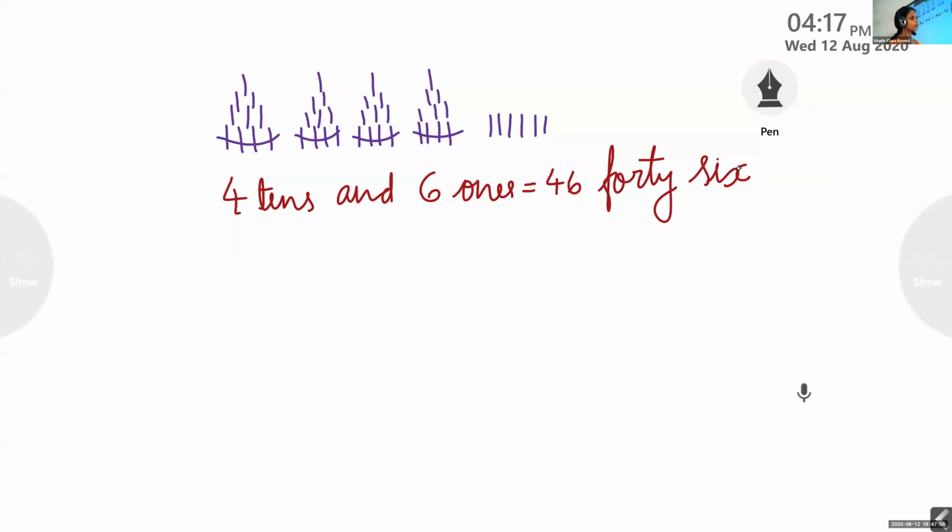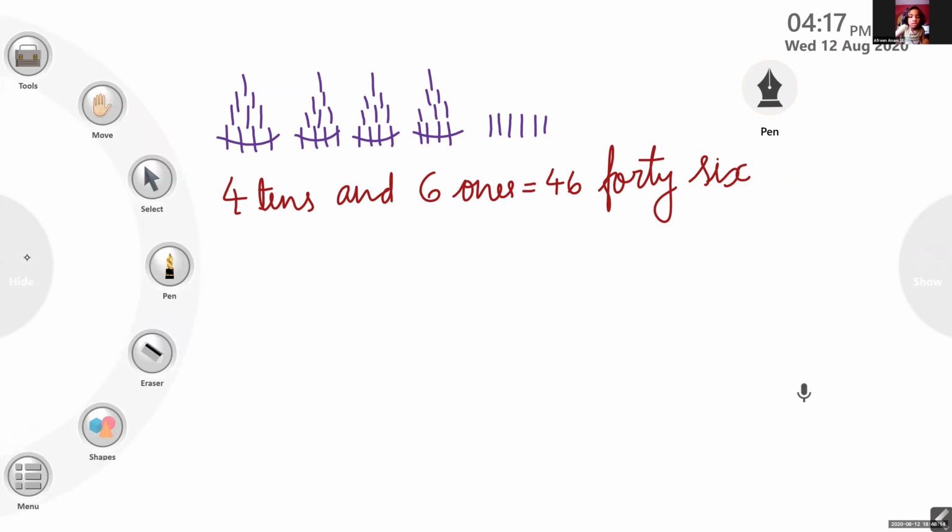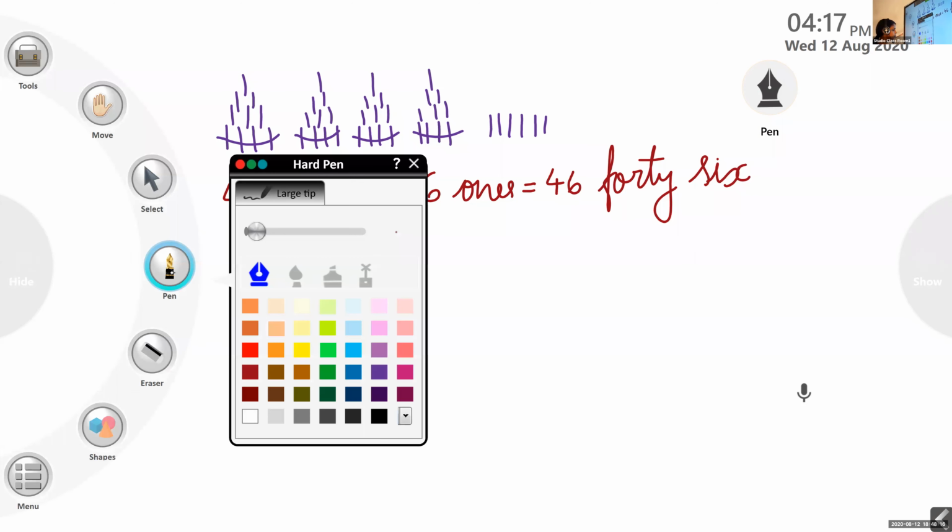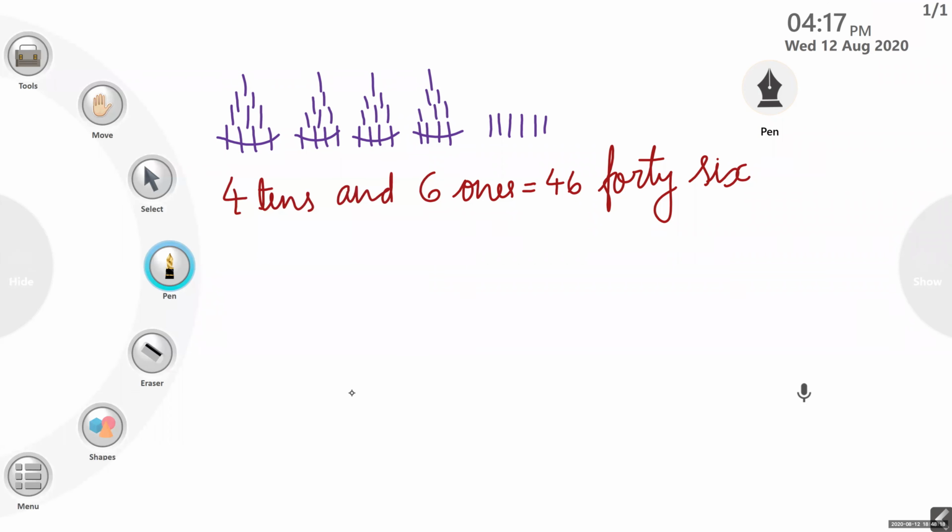Okay, 47. So how many tens and how many ones in 47? 4 tens and 7 ones. Very good, very good. So we have 4 tens and 7 ones.